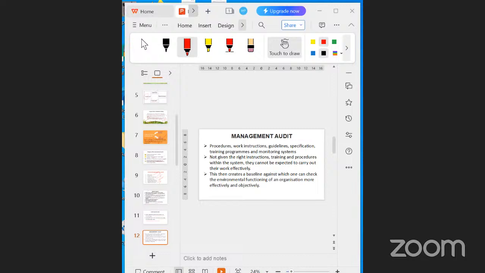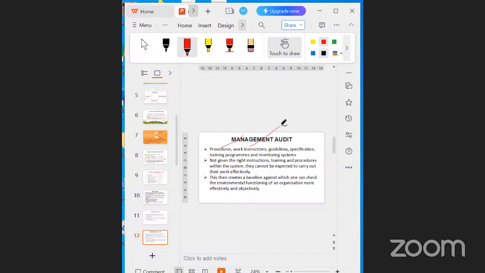So now the sound environmental management at a site or in an operation depends upon procedures, work instructions, guidelines, specifications, and training programs, and also monitoring systems being implemented by the employees of the organization operating on the site, right? And if these employees are not given the right instructions, training, and procedures within the system, they cannot be expected to carry out their work effectively, right?